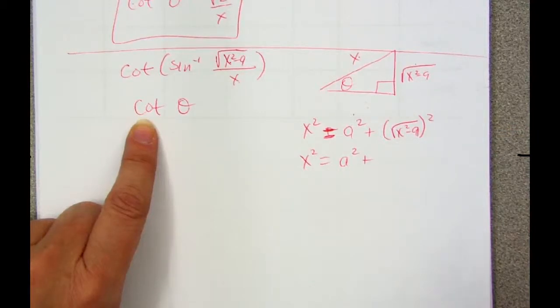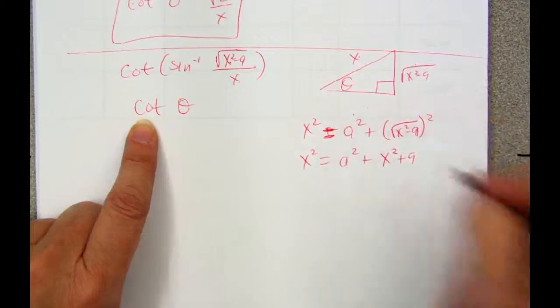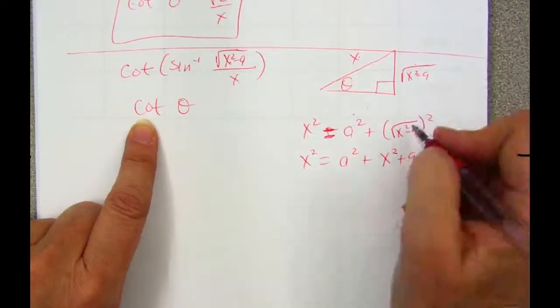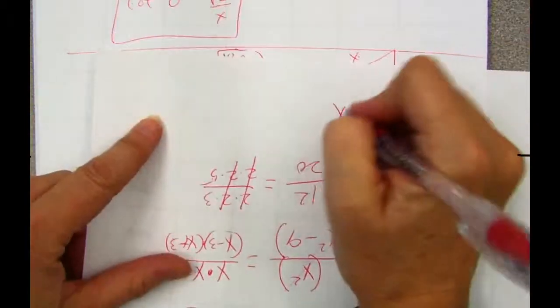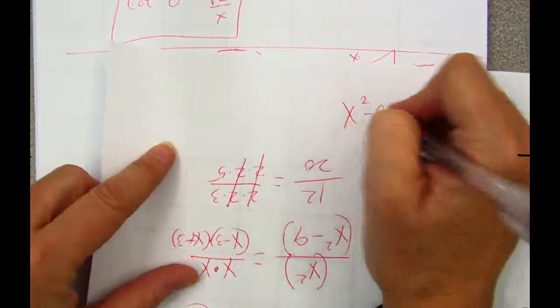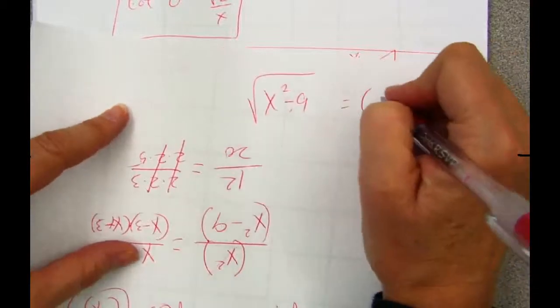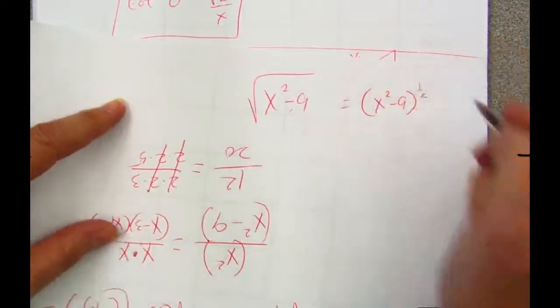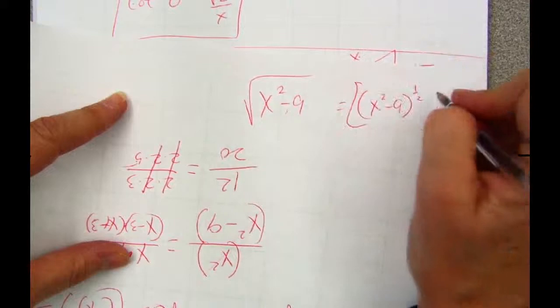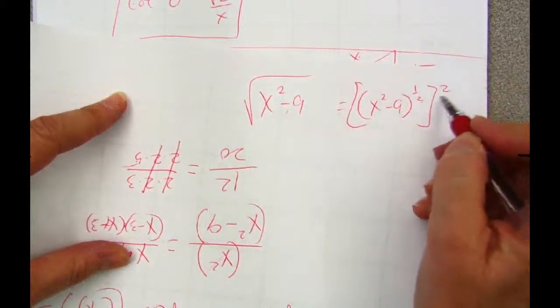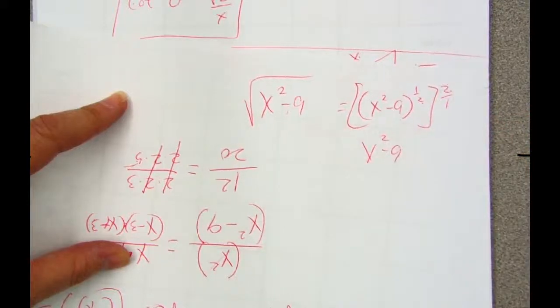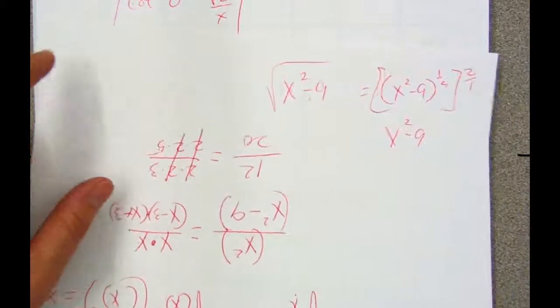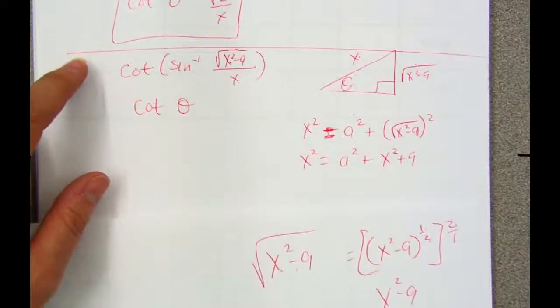X squared plus 9. Why? This is the same thing if I put parentheses around it and put 1/2 power. And then I went and I squared it. Power to a power, you multiply them. 1/2 times 2 over 1 is 1. Oh, yes, thank you.